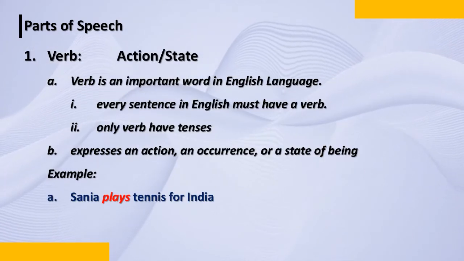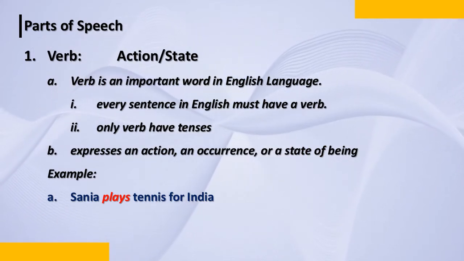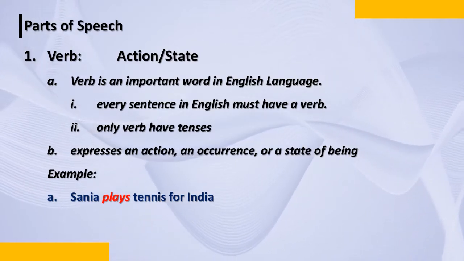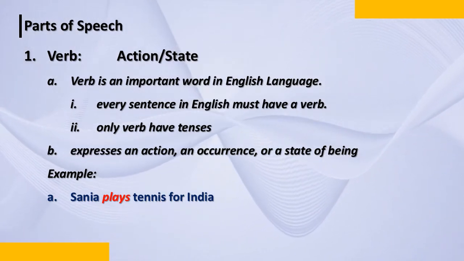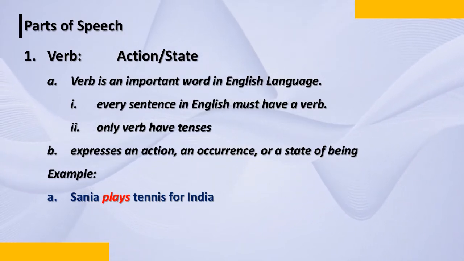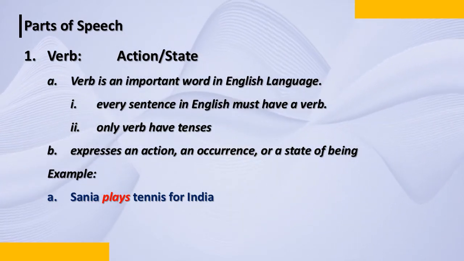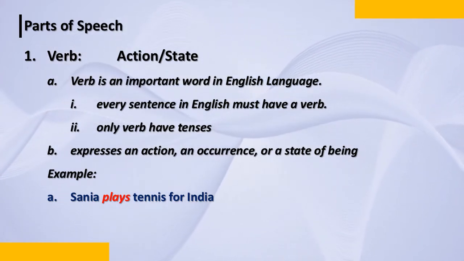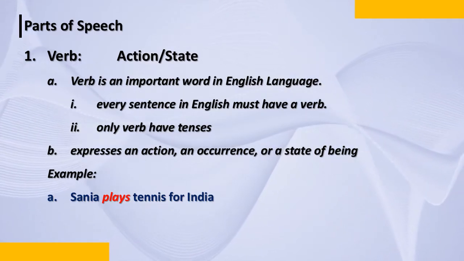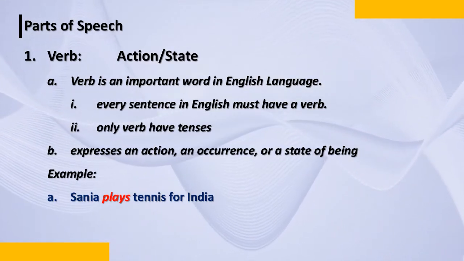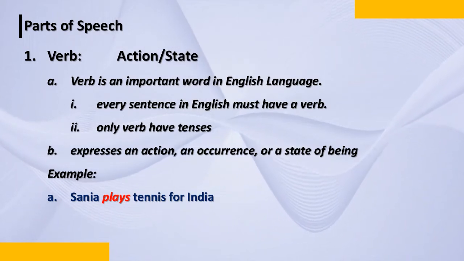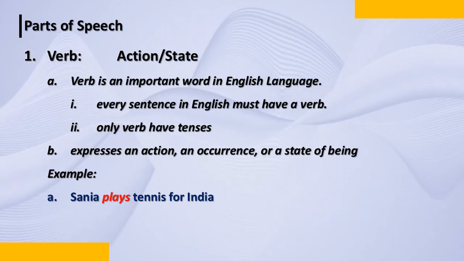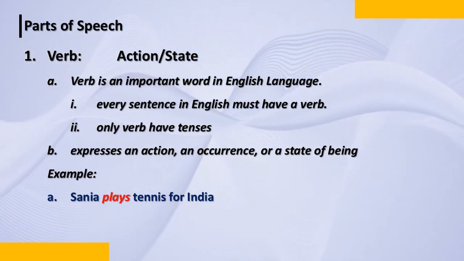The very first one is verb. Verb is an important word in the English language because every sentence in English must have a verb. So if you write or read any sentence, there is definitely going to be a verb in it, and only verbs have tenses. We have not done tenses yet. When I explain them, I'll tell you about the past tense, the present tense, and the future tense. Only the verb has tenses.